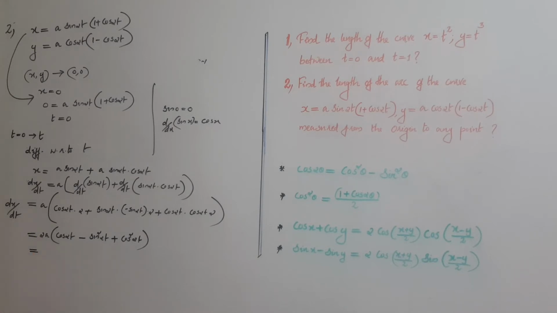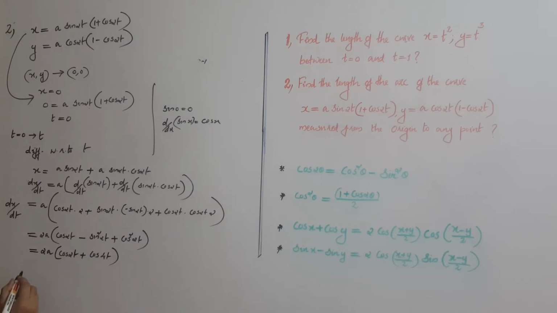This is equal to, for the simplification we get cos square 2t minus sin square 2t. We know the trigonometric relation cos 2 theta is equal to cos square theta minus sin square theta. So it can be written as 2a into cos 2t, cos square 2t minus sin square 2t is cos 4t. Look at the right side of the board. Cos 2 theta is equal to cos square theta minus sin square theta.